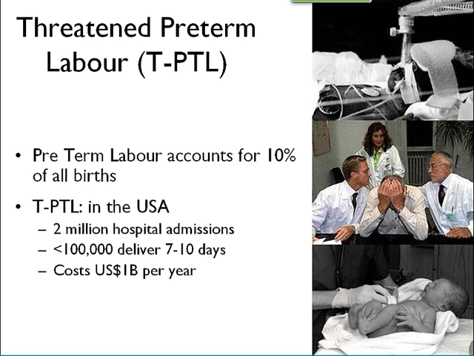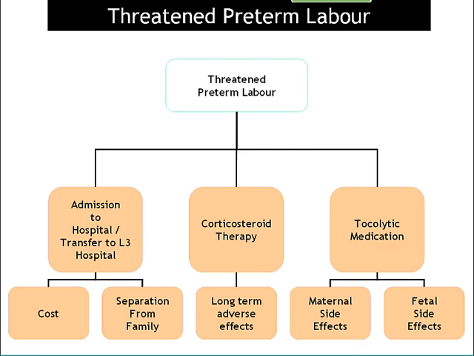That happens 2 million times a year in the U.S. But of those 2 million women that came in, only 100,000 really give birth. So it's not only a high amount of cost involved in hospitalizing women who should be at home, there are also potential health risks to mom and health risks to baby. If she's not in a major center, she may have to be transferred to a level 3 hospital like Mount Sinai. You have separation from family, the cost of the helicopter maybe.